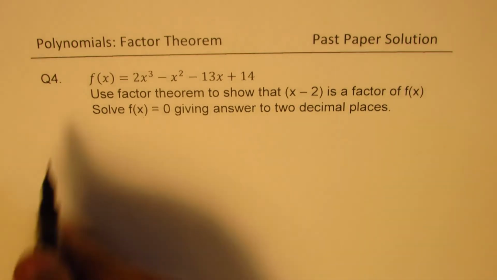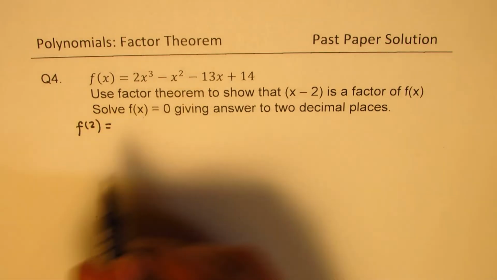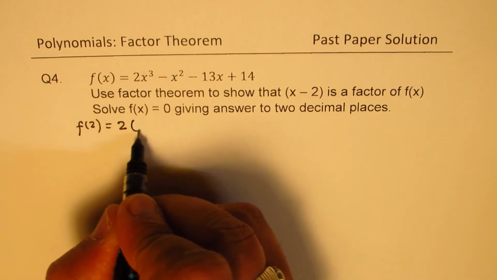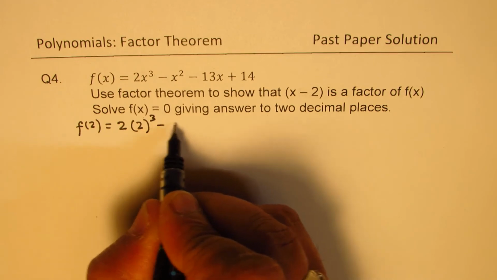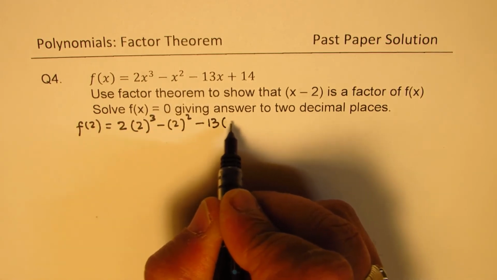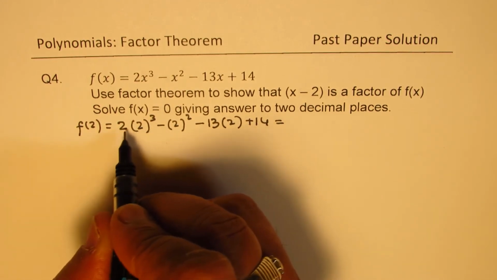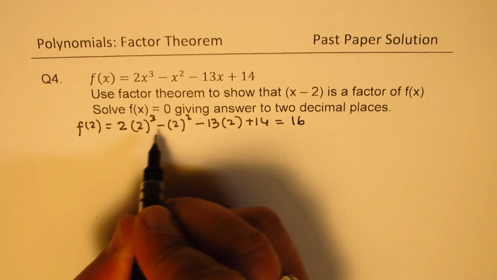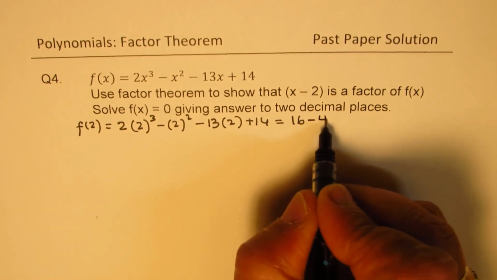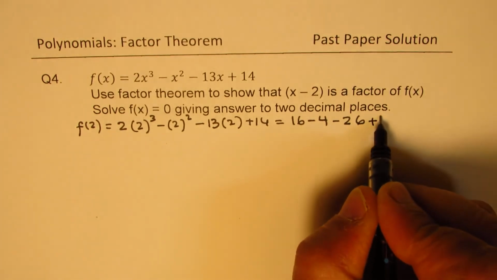Okay, so first part is very simple. Just substitute 2 in the equation, you should get 0. So we get 2 times 2 cubed minus 2 squared. You can use calculator to calculate this value, correct? Plus 14. So 2 cubed is 8, 8 times 2 is 16, 2 squared is 4, and 26 minus 26 plus 14.